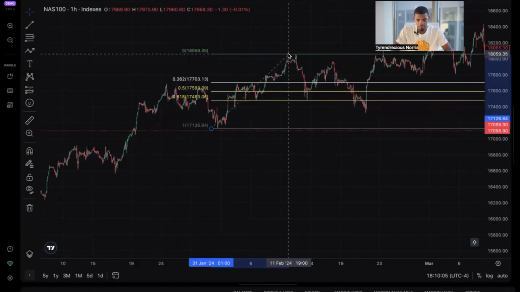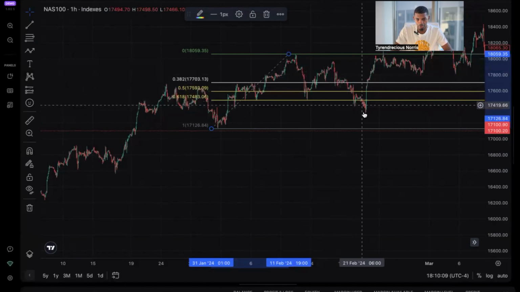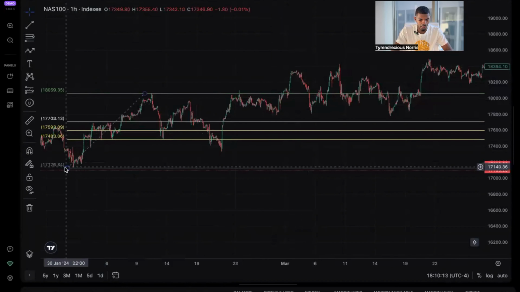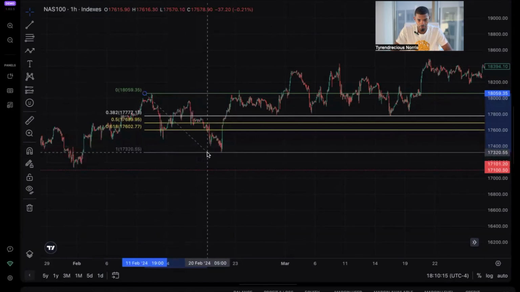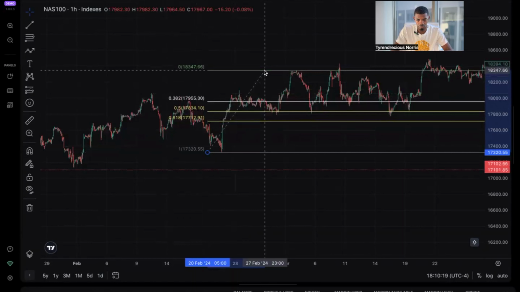Price came down to the golden zone, went back up, broke a little bit below the golden zone, and then it broke and made a new high. So this is my last low. This is my new high.